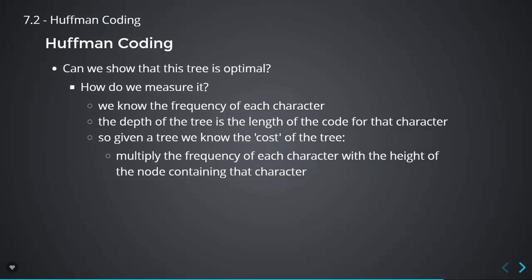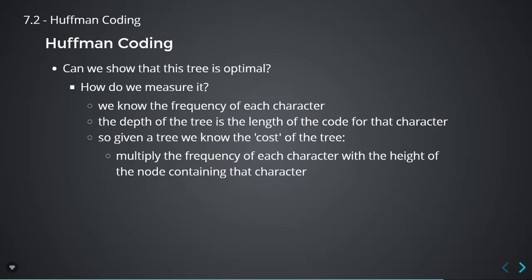You just multiply the frequency of each character with the height of the node, because the height of the node corresponds to the length of the bit representation. So that's what we mean by optimal. If the tree is optimal, the representation it gives you is the least possible there is. You can't do any better in terms of number of bits.